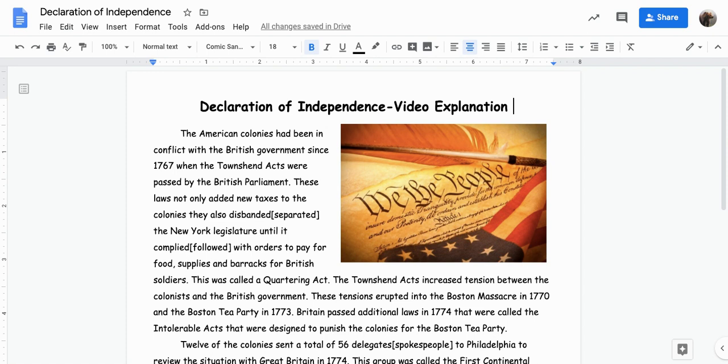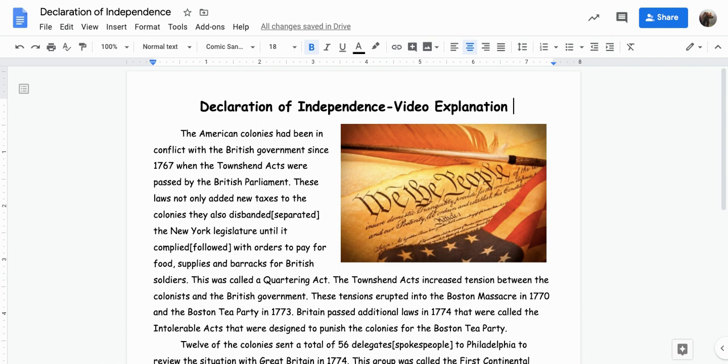Okay. Declaration of Independence. The American colonies had been in conflict with British government since 1767 when the Townshend Acts were passed by the British Parliament. These laws not only added new taxes to the colonies, they also disbanded the New York legislature until it complied with orders to pay for food, supplies, and barracks for British soldiers. This was called a Quartering Act. The Townshend Acts increased tension between the colonists and the British government.